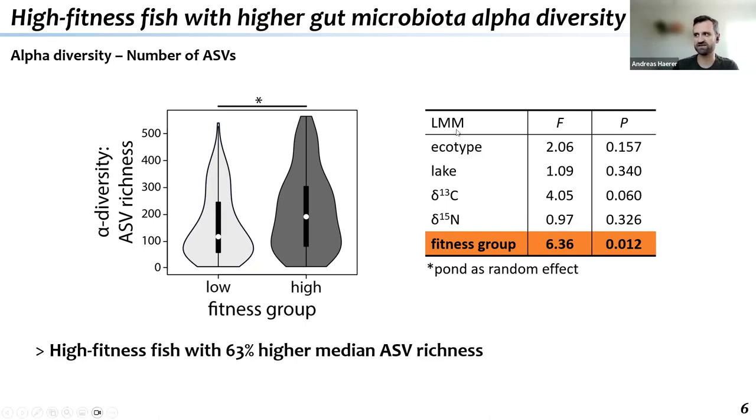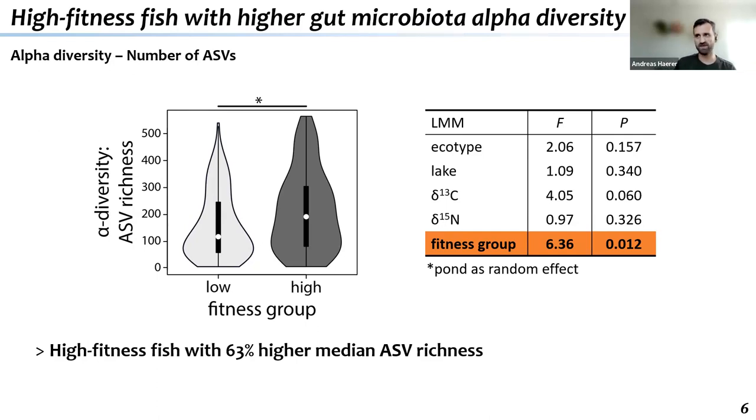One thing I want to mention here is that we used linear mixed effect models with pond as a random effect. We also incorporated the ecotypes, so benthic versus limnetic, the lake of origin, but also diet information in these models. And after accounting for all these factors, there was still a significant effect of fitness group on alpha diversity, and actually fitness had the strongest effect size. So there seems to be a robust difference in average ASV richness or alpha diversity, with higher alpha diversity for high fitness fish.